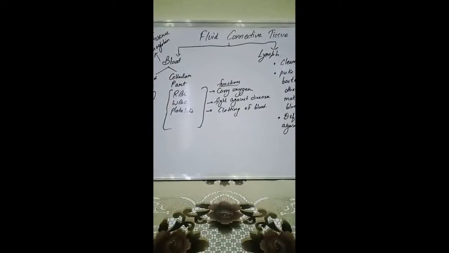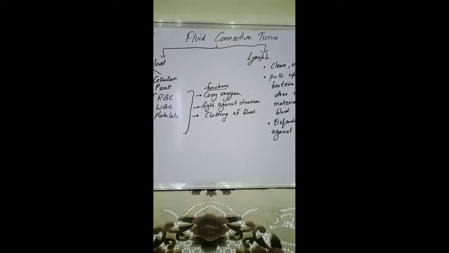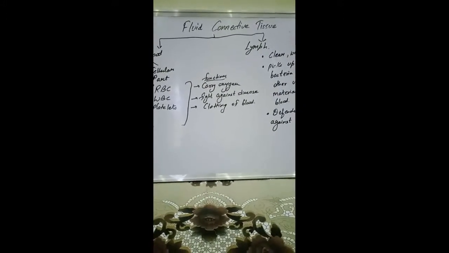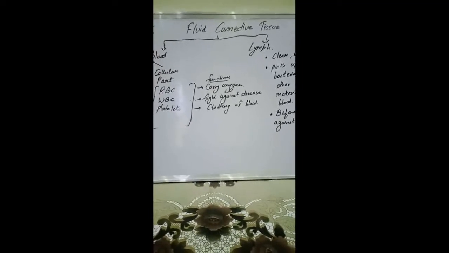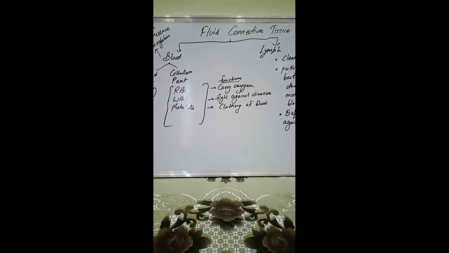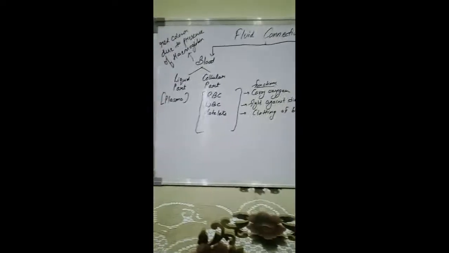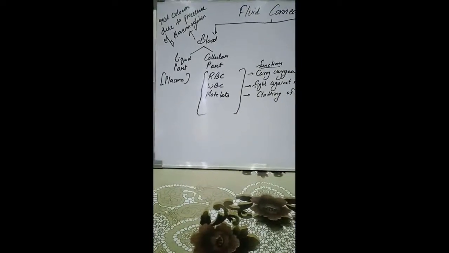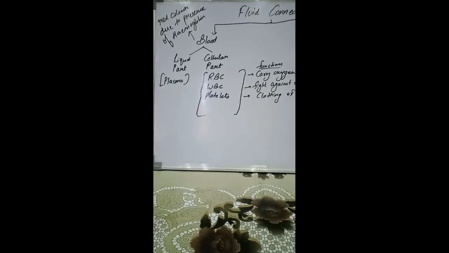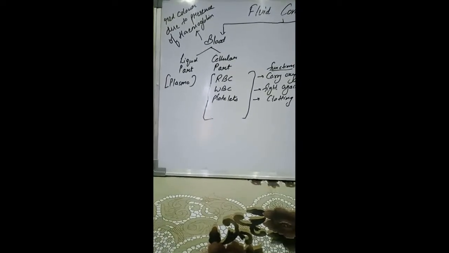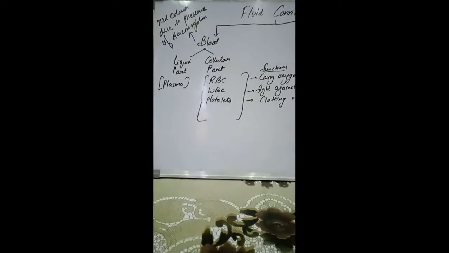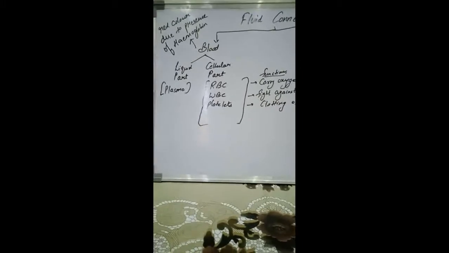Now the last type of connective tissue is fluid connective tissue. The name suggests it consists of a fluid part. So it consists of two main types, that is blood and lymph. Now talking about blood, it also has two parts. It contains the liquid part as well as the cellular part. The liquid part consists of watery plasma. And the next one, the cellular part, consists of three types of cells.